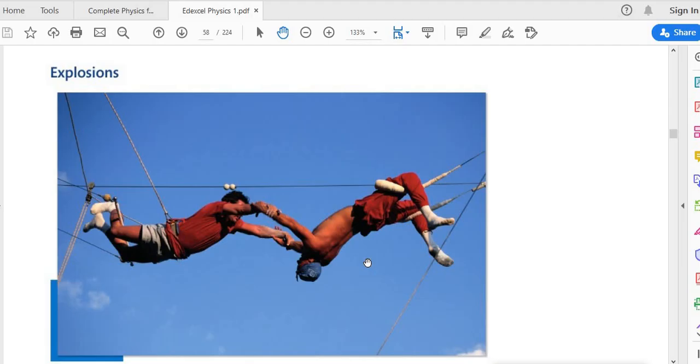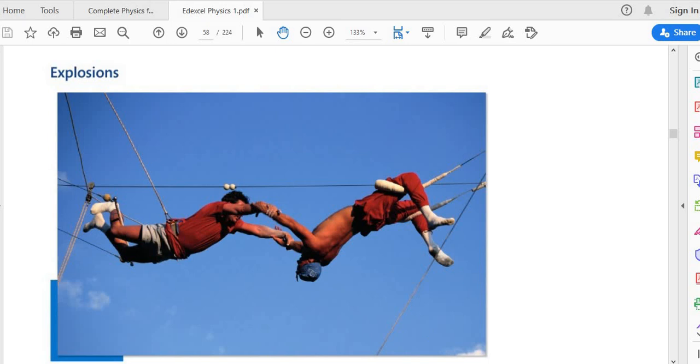If two or more bodies move apart when the total momentum in the beginning is 0, that is called an explosion. So in this case, when they release their hands, one of them will move to the left, the other one will move to the right. They are moving away from each other, and in the beginning the total momentum was 0. This is what we call an explosion.